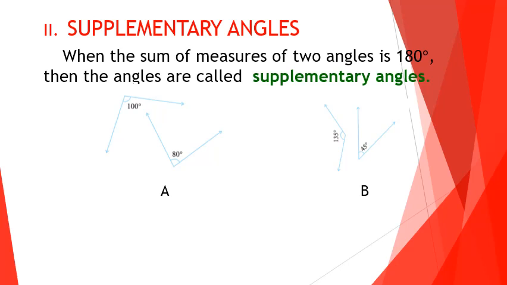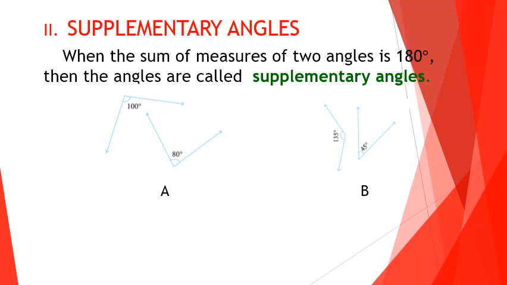Two angles are given. They have measure 100 degree and 80 degree. Are they supplementary? How to find whether they are supplementary or not? Yes, we can find the sum of these two angles. If the sum is 180 degree, then they are supplementary angles. So if we add 100 plus 80, we get 180. So figure A is an example of supplementary angles.